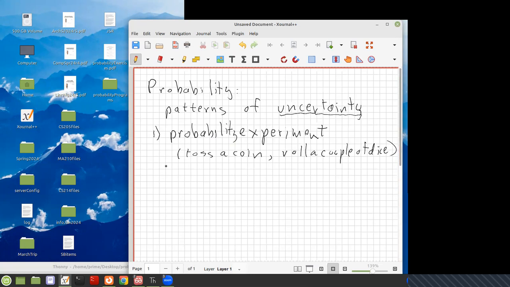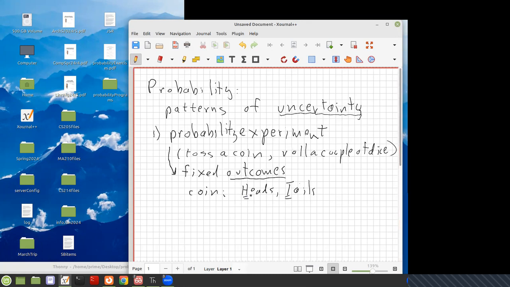There's the probability experiment. What you have in a probability experiment is fixed outcomes. The outcomes are, for example, for a coin, the fixed outcomes are heads and tails. And we could label those by H and T.